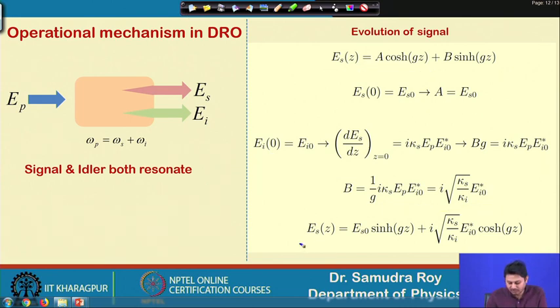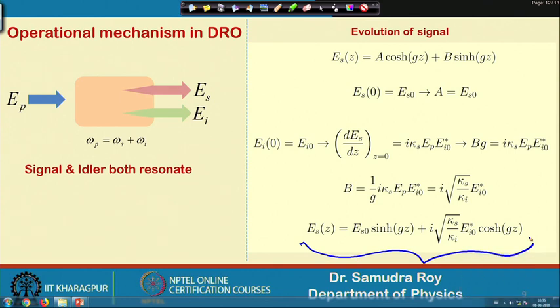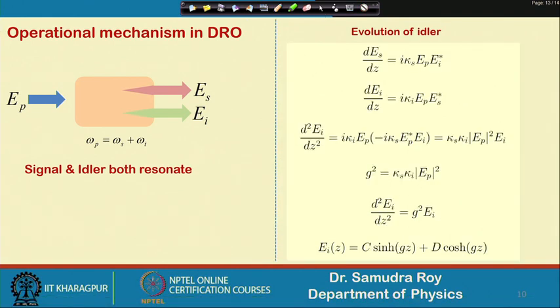our solution will be simply this: E_s0 sinh(gz) plus i root over kappa_s over kappa_i this. So, A and B I evaluate and we find the most general solution, which is this. Again, I am making a mistake. This has to be cosh and this has to be sinh according to the solution. So, E_s0 as a general solution, and in a similar way, we can also find the solution for E_i.